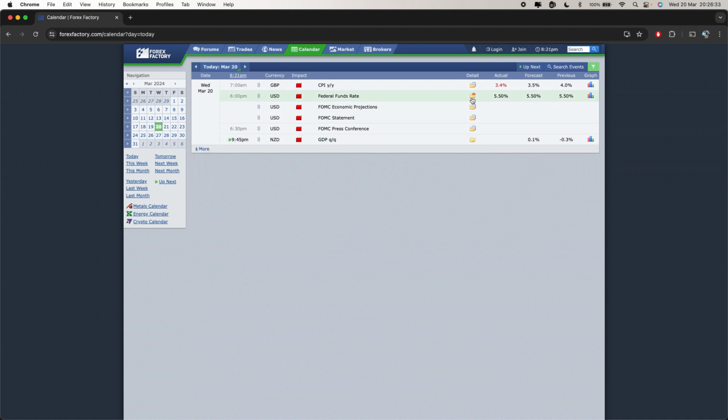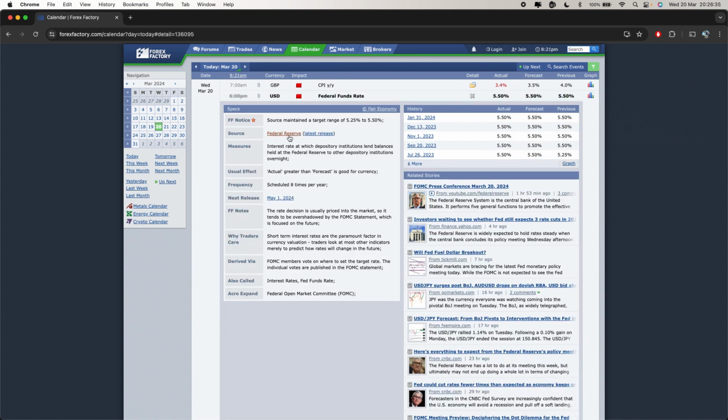So let me go back to USD for example now. The first thing you want to be focusing on is the usual effect. On the usual effect, it will say actual greater than forecast is good for currency. Now, it doesn't always state actual greater than forecast. Sometimes it says actual less than forecast is good for currency. So it just depends on the news event type as well as the currency pair. So you need to pay attention to that, right?